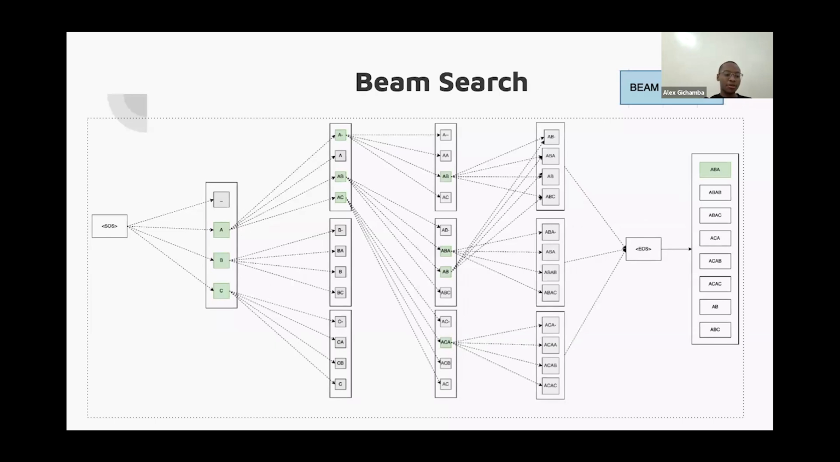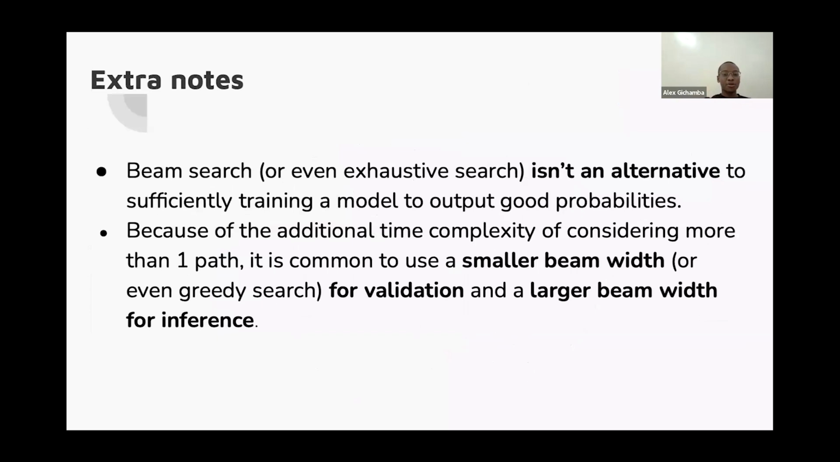So we also have some extra notes that I think are good to consider. Beam search or even exhaustive search is not an alternative to training a model to output good probabilities. If you do beam search over a bad model, it wouldn't be better than a good model with greedy search. The primary thing is this is supposed to help a good model get better, not a bad model get good.